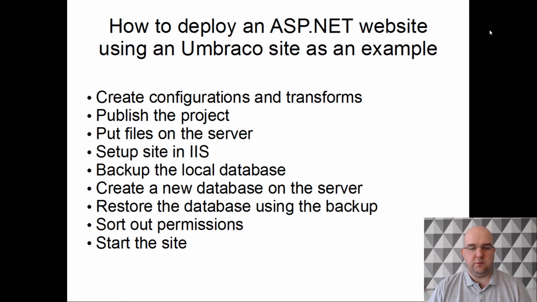And it's going to be made up of so many different parts. First, we're going to create the configurations and transforms, publish the project, put the files on the server. I'm going to be using remote desktop. We're going to set up the site on the server in IIS. I'm going to back up the local database for the Umbraco site that I'm doing here, but you could be doing that with any other site. Create a new database on the server if needed, or use an existing. Restore the database using the backup. Then sort out permissions for both the site and for the database. And then we're going to start the site and see that it's worked properly.